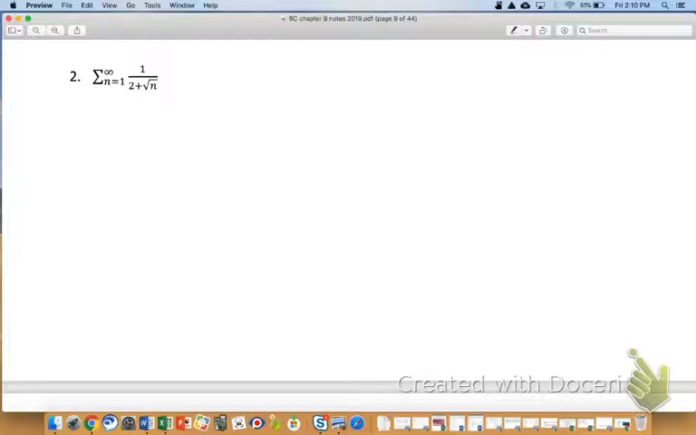Because it's 1 over 2 plus root n. Oh, you're right. Yeah, you just do 1 over n. Does it work? Have you tested it out? Nope. Should work. Yeah. So we've got to be super duper careful with that though.